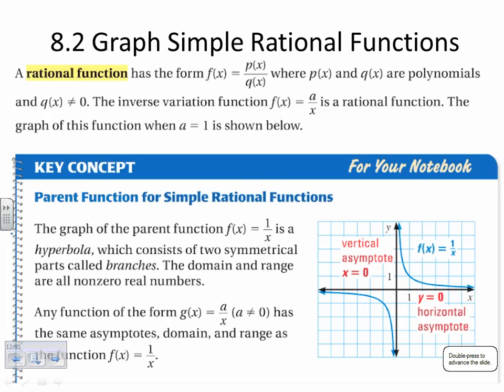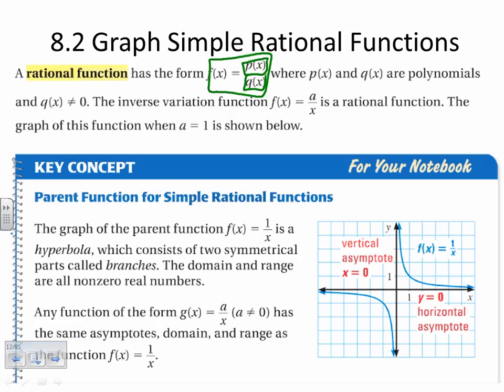Okay, so today we're going to do the 8.2 notes, and we're going to graph some rational functions. A rational function has the form where you have one polynomial, p of x, divided by another polynomial, q of x. So polynomials, if you want to think back, that's what we were doing not too long ago, but you have to have all of the exponents be integers.